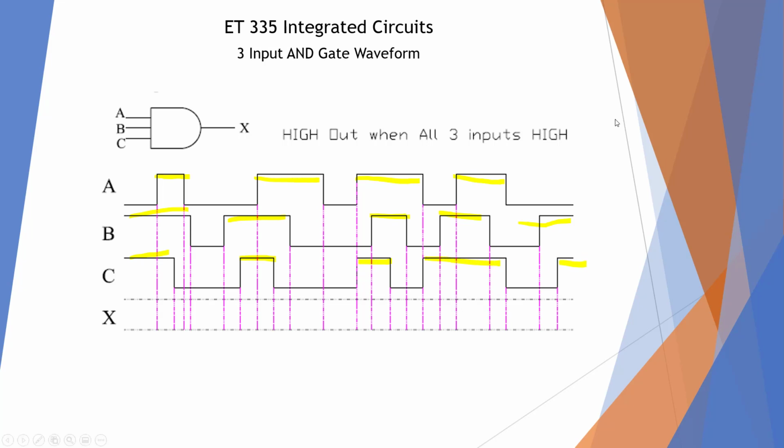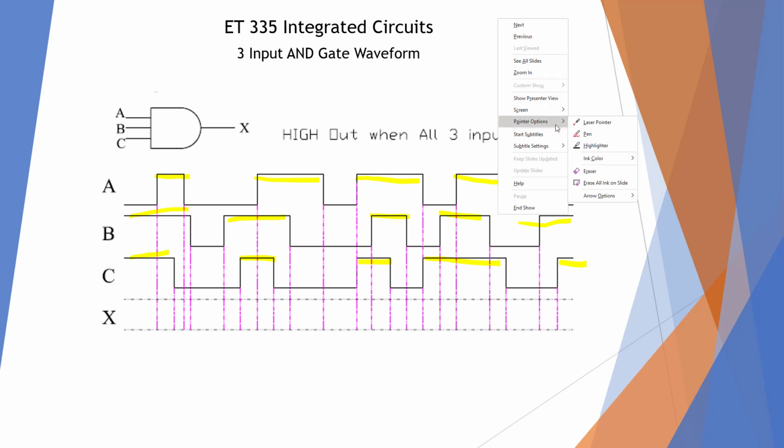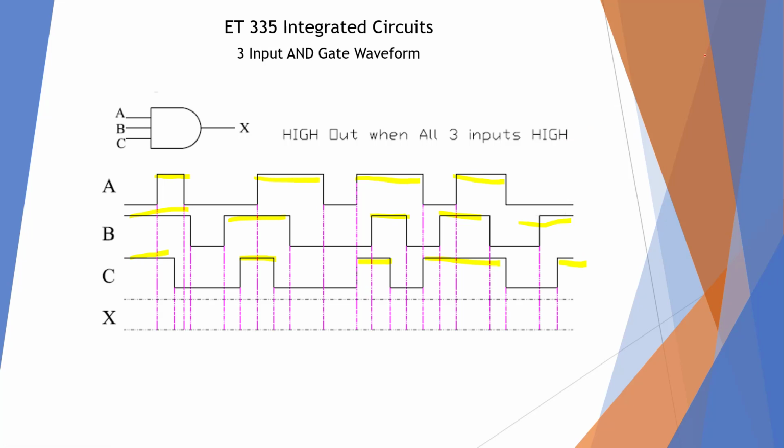All right, let's convert to the pen and see where we have highs together. So we're going to start off low, and it looks like we got 3 highs there. And we have 3 highs here. And we have 3 highs here. And looks like we got 3 highs here. And that's all.